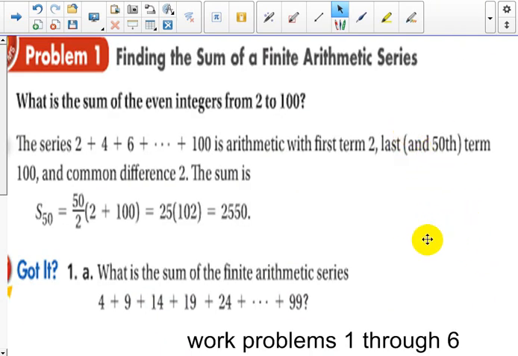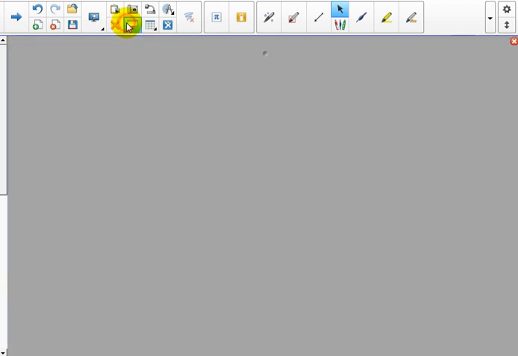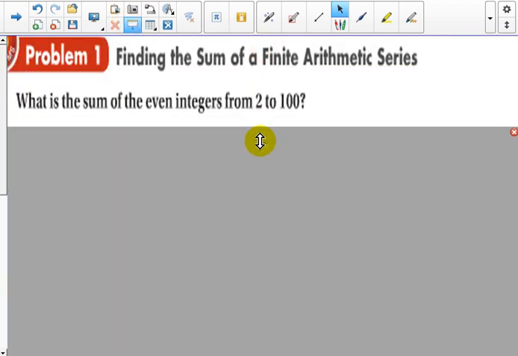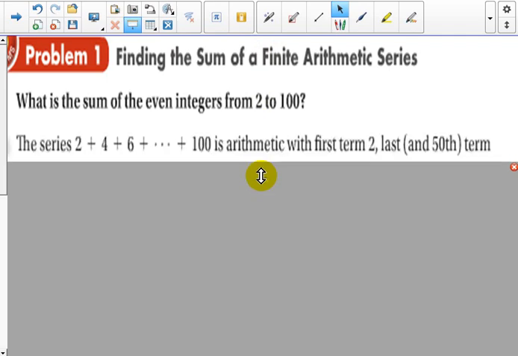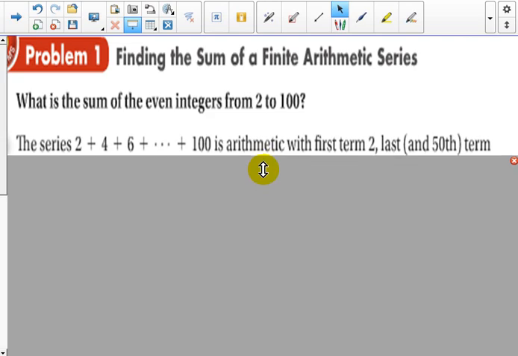Problem 1 says finding the sum of a finite arithmetic series. It says, what is the sum of the even integers from 2 to 100? So we know there's a series here. It starts at 2 and it ends at 100. They want to know what that series is and what the sum of all those numbers is.